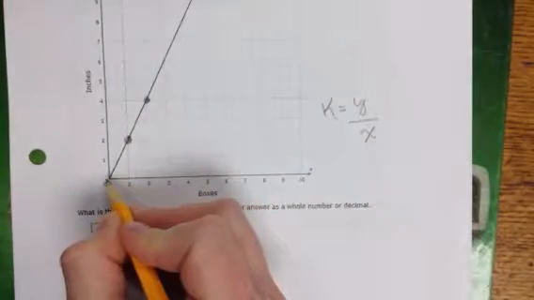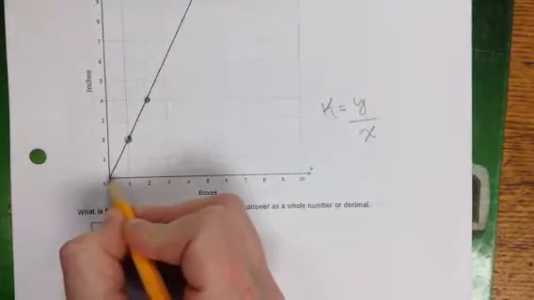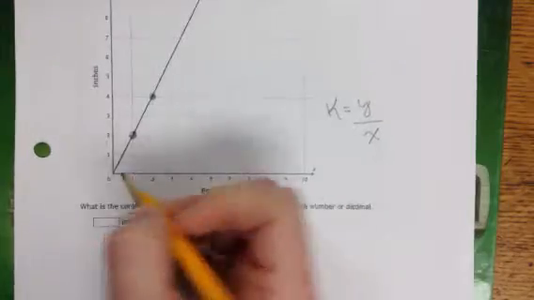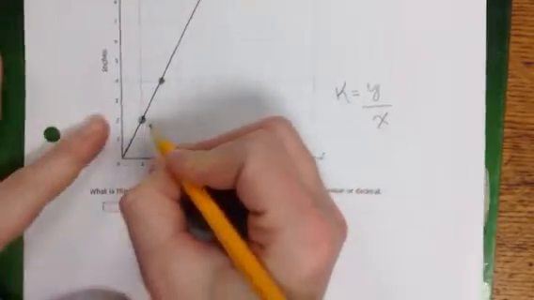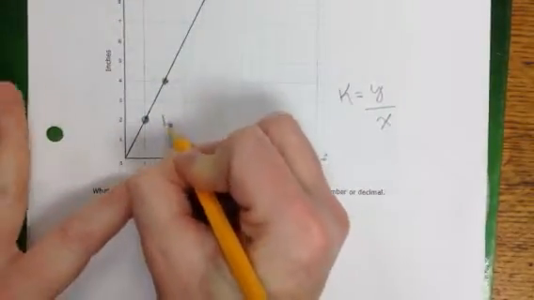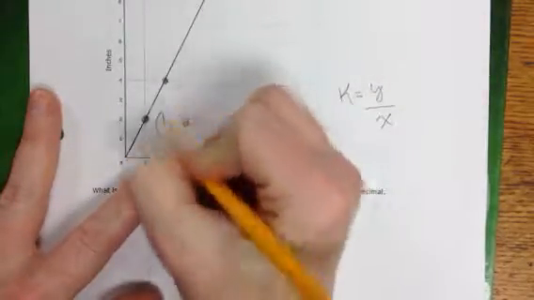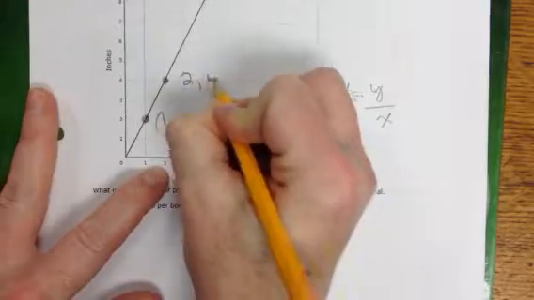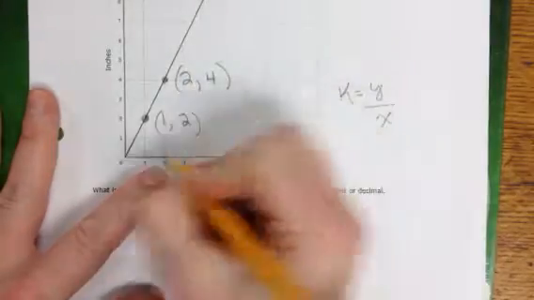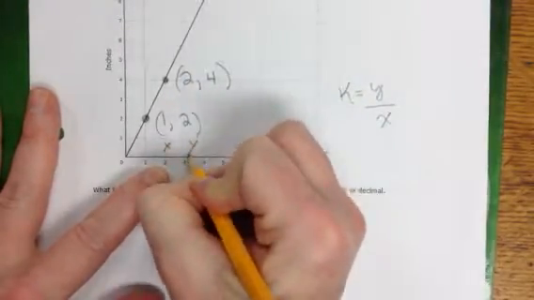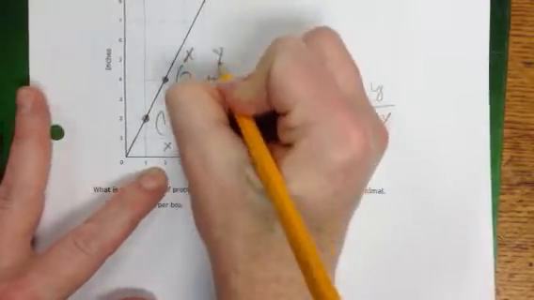It's also crossing through 0, 0, but I don't want to divide by 0, so I'm not going to use that one. So beside this one, write out your ordered pair. That is 1, 2. Then the next one I found was at 2, 4. Remember, an ordered pair is an X and a Y.